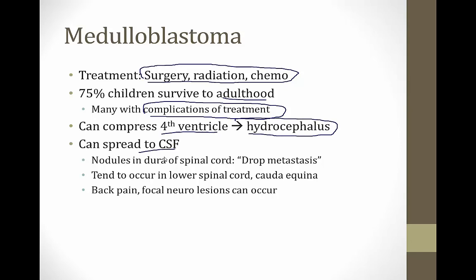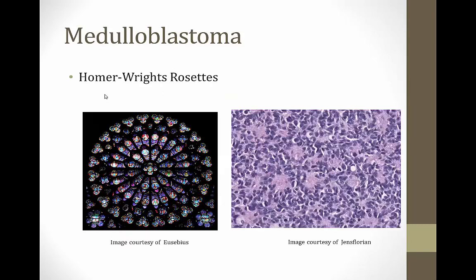So when this happens, you'll see nodules in the dura of the spinal cord. These are called drop metastases. And these tend to occur in the lower spinal cord, so sometimes they cause a cauda equina syndrome. And these patients will then have back pain and focal neural lesions from the spread to the CSF. The characteristic pathology finding that you need to know for medulloblastoma is called the Homer-Wright rosette.